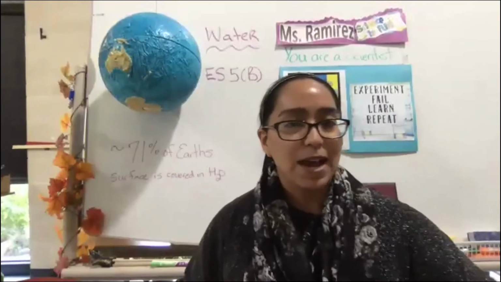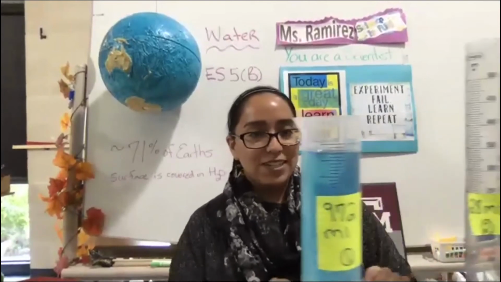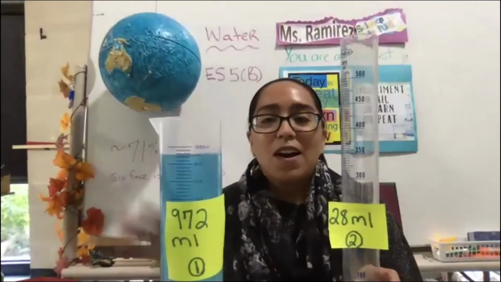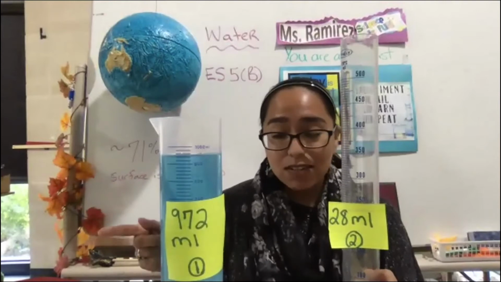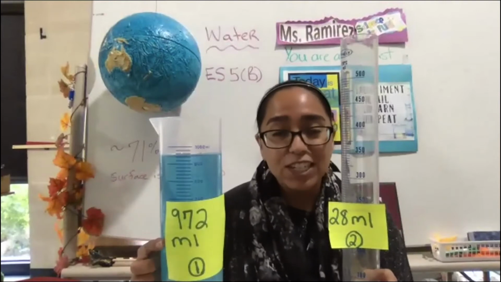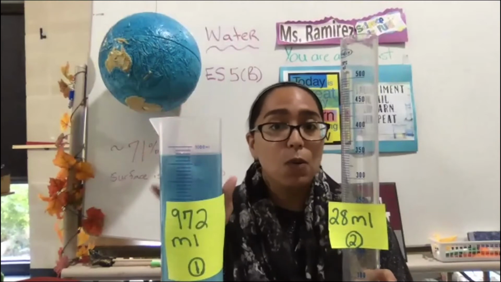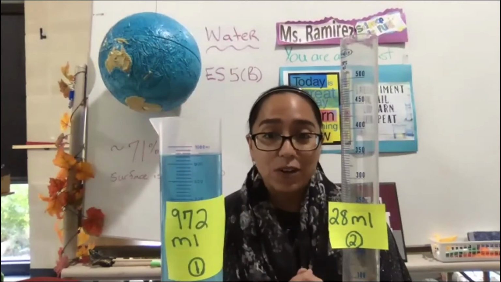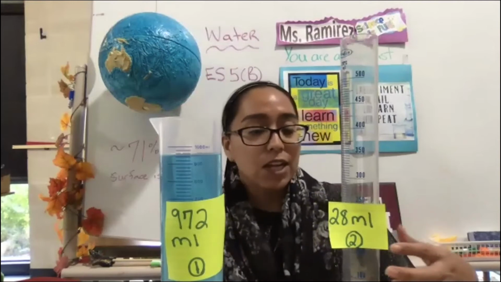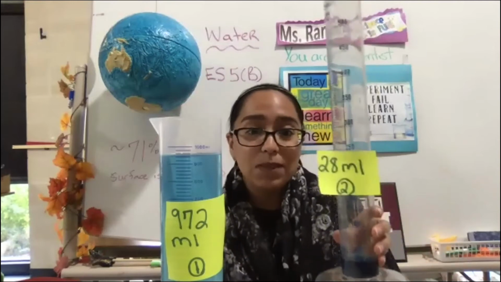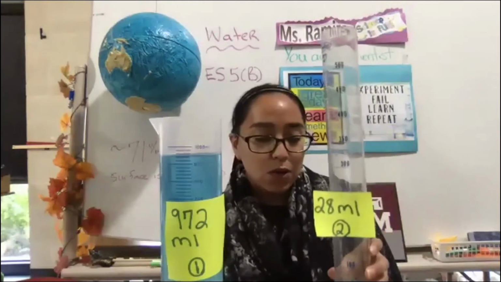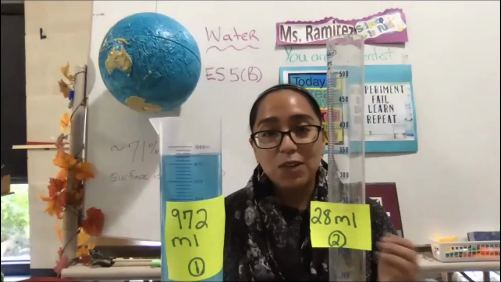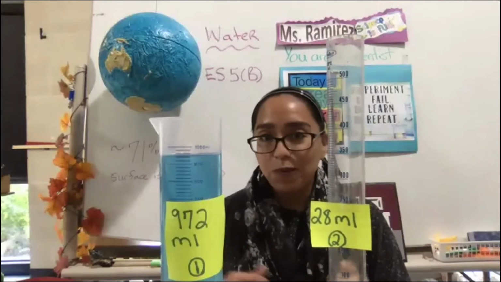While you're making your guesses, I'm going to pull out my other demonstration. For salt water, you can see that of that 1,000 milliliters, about 972 milliliters represents the amount of salt water. So most of the water on planet Earth is salt water. On the other hand, for fresh water, only 28 milliliters of that entire 1,000 milliliters is fresh water. Given that information, do you think we have a lot of water readily available for us to use?